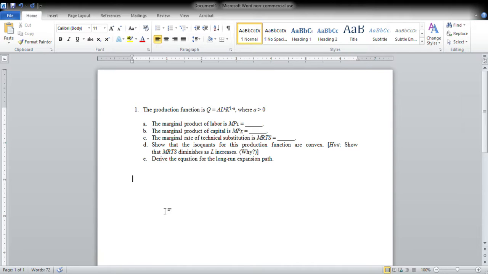When we take that number and multiply it by our capital to its power, and the powers are going to be assigned differently on each problem, but basically it's Q equals average labor times capital, and the powers are the units. So we don't know what the unit is, but we know that it's greater than 0.